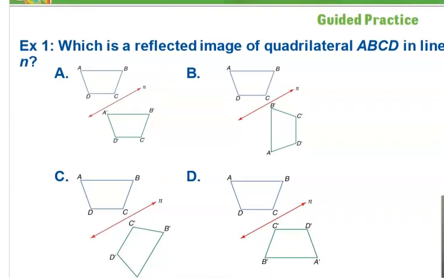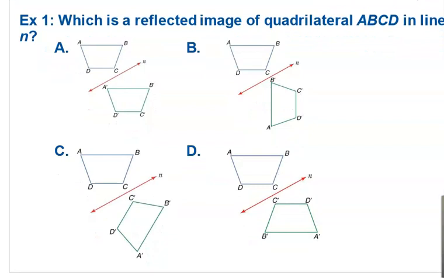All right, so which is the reflected image of quadrilateral ABC in the line N? You figure that out. Pause the video, and then come back.